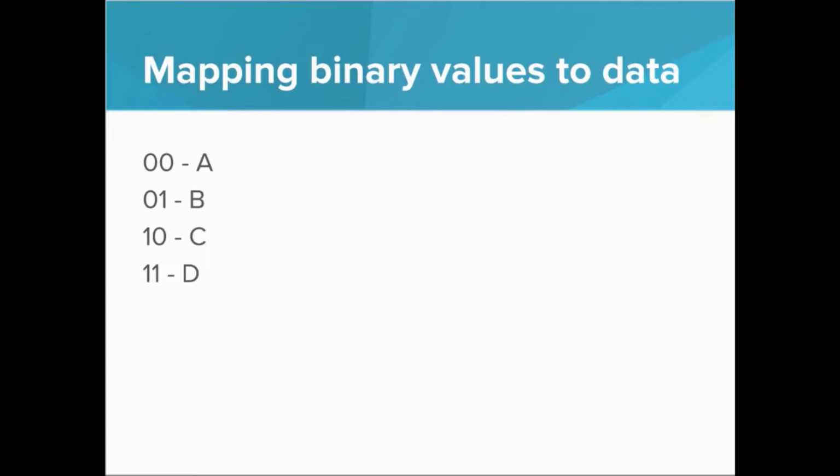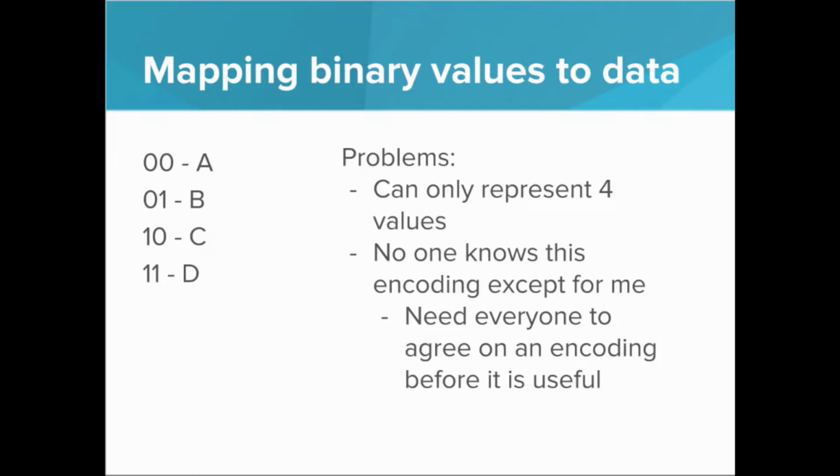So for example, I could come up with my own mapping that says 0 0 should be interpreted as A, 0 1 should be interpreted as B, 1 0 should be interpreted as C, and 1 1 should be interpreted as D. And I've made my own 2-bit custom encoding. The problem with this is I can only represent 4 values, so I'm not getting that much use out of it. I can't make very interesting sentences or very interesting data using only A, B, C, D.